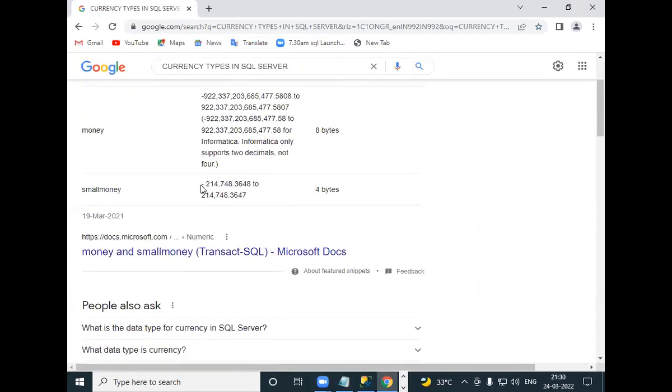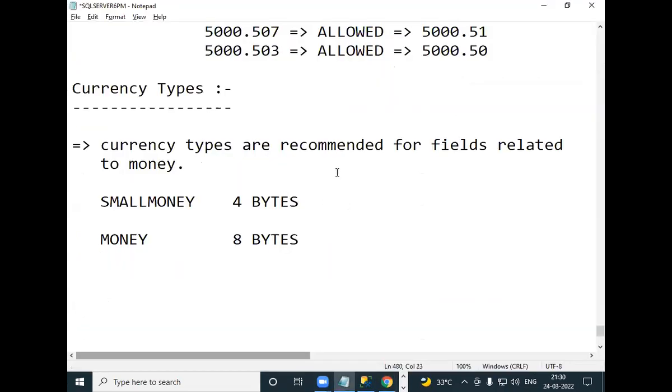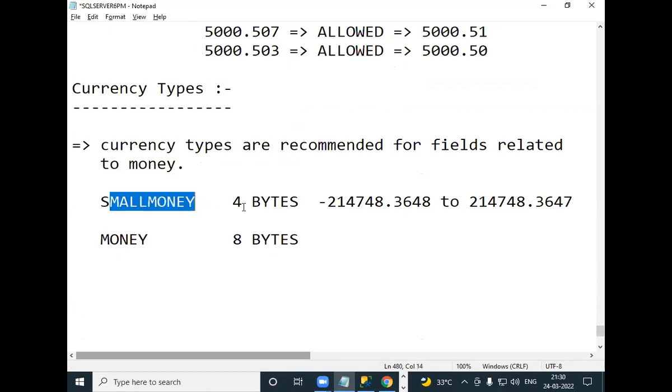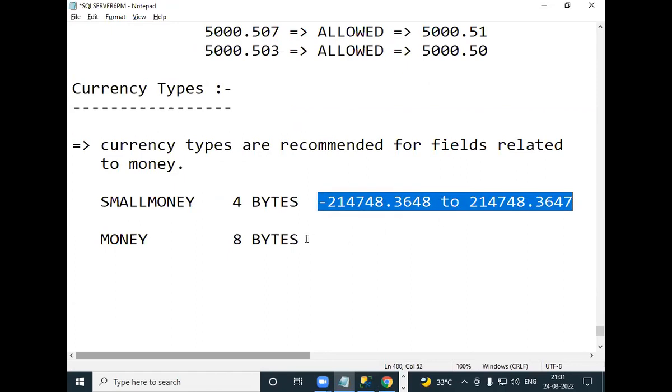So what is the range of small money? This is the small money range. Minus, what's that? You remove this comma. 2,14,748 to 2,14,748. So small money is this. If the value is between this range, use small money.